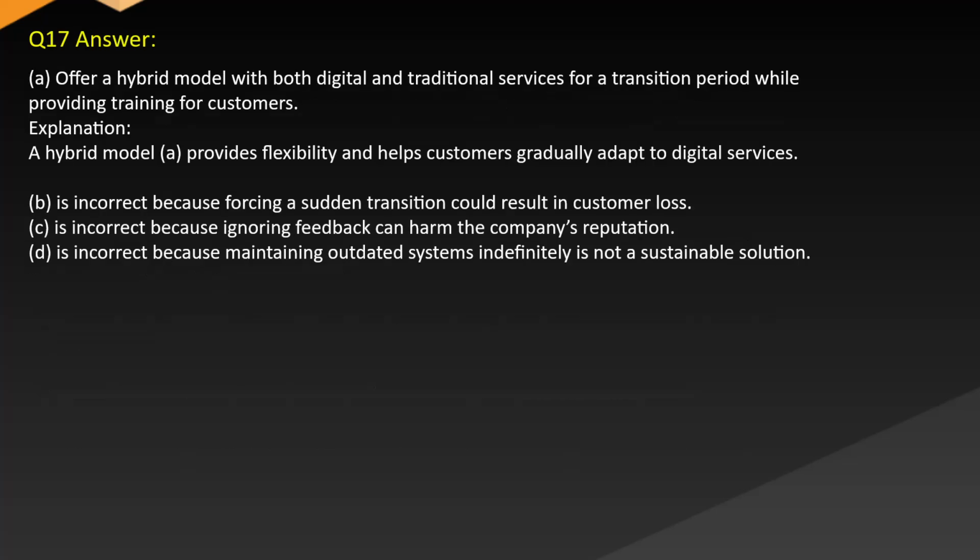Answer: A. Offer a hybrid model with both digital and traditional services for a transition period while providing training for customers. Explanation: a hybrid model provides flexibility and helps customers gradually adapt to digital services. B is incorrect because forcing a sudden transition could result in customer loss. C is incorrect because ignoring feedback can harm the company's reputation. D is incorrect because maintaining outdated systems indefinitely is not a sustainable solution.